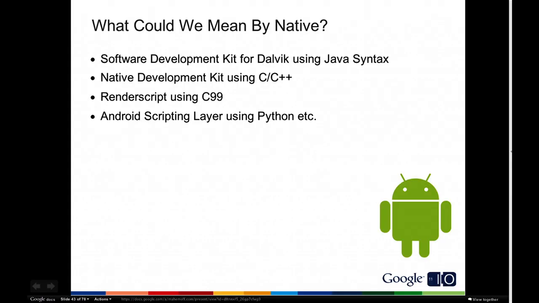And we also have the ability, using the Android scripting layer, to write things in scripting languages, things like Python, Perl, those sorts of languages. You can actually build apps using those languages as well, though they'll have to run on top of an additional interpreter. So when I say I want you to build native apps, I can mean any of these things. I don't really mind how you do it, but I do want you to focus on Android specifically and on the hardware layer.